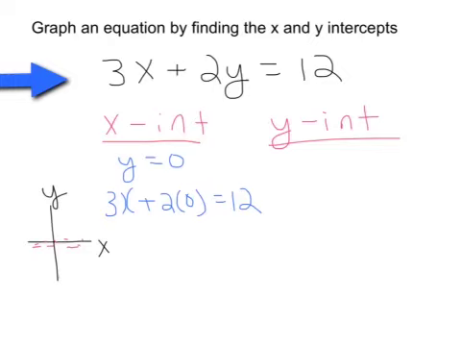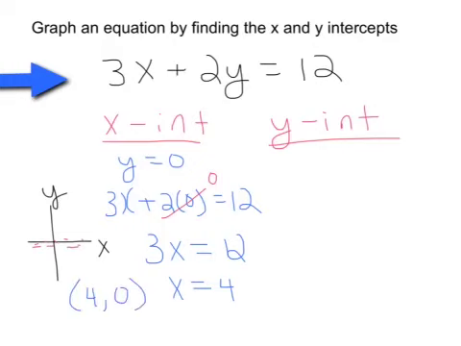Once we do this, we're going to just simplify the equation, right? 2 times 0 is just 0. So we're just going to rewrite the equation, and we say 3x equals 12. So therefore, we know that x equals 4. And that's our x-intercept. We can write this as an ordered pair that says (4, 0), right? Because we know that when y is 0, x is 4.